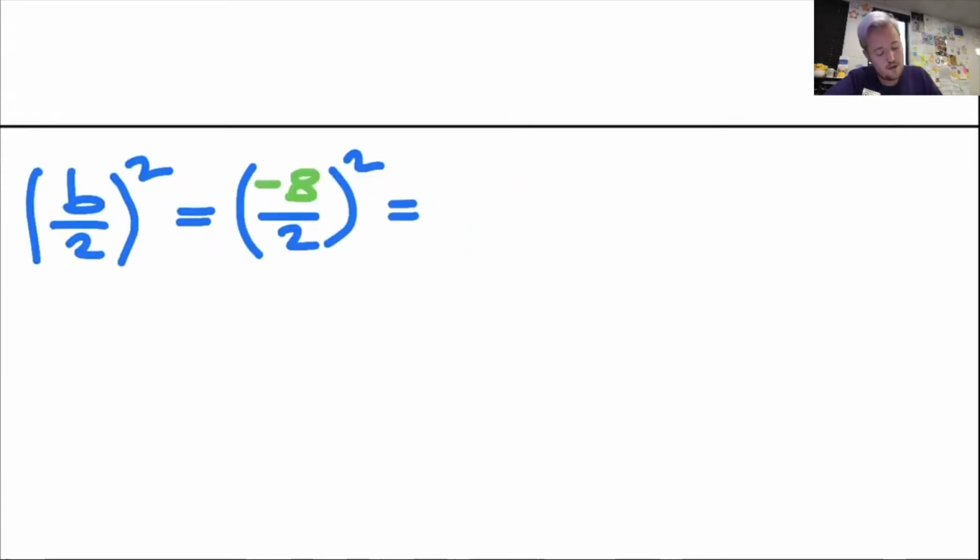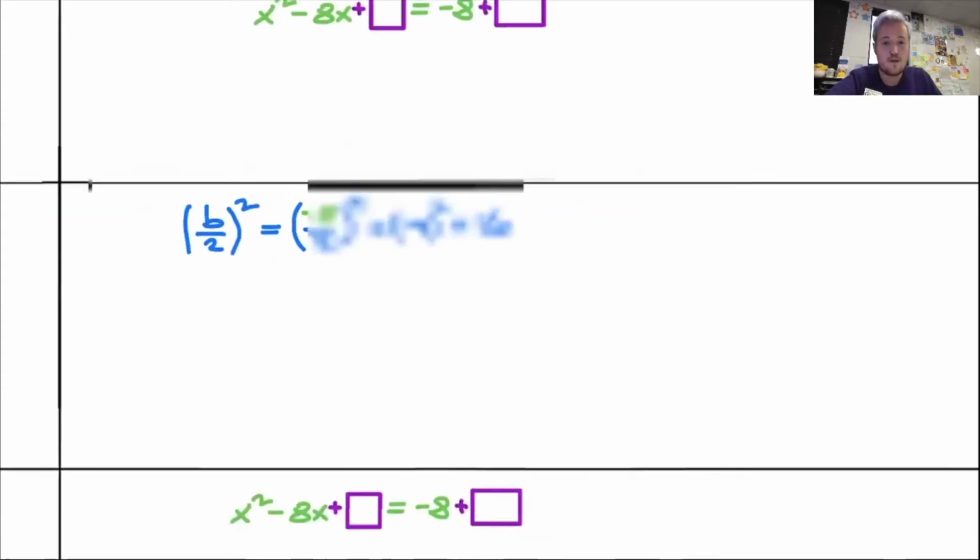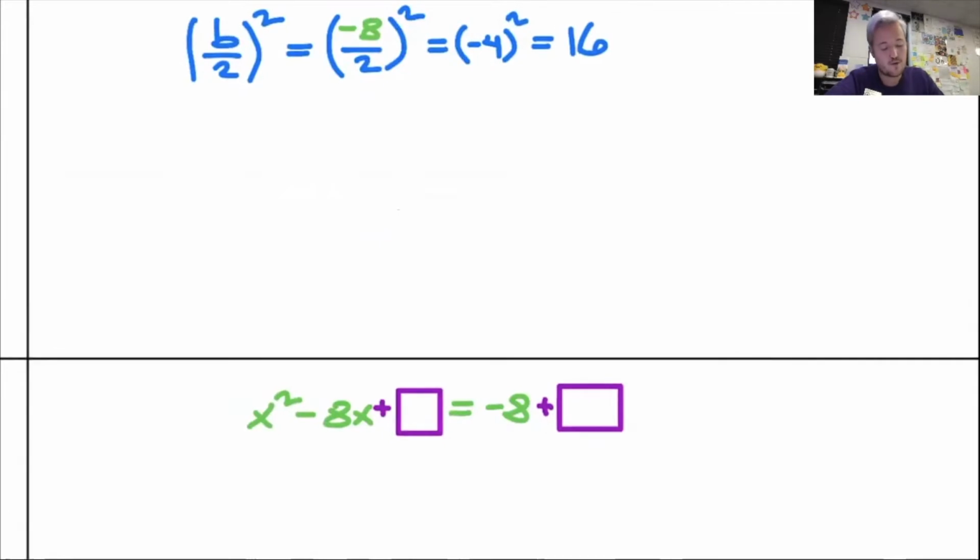All right. So when I divide -8 by 2, you're going to get -4, and we're going to square it. And then -4 squared is going to give you 16. So that 16 is what we're going to throw down here in both of these boxes.